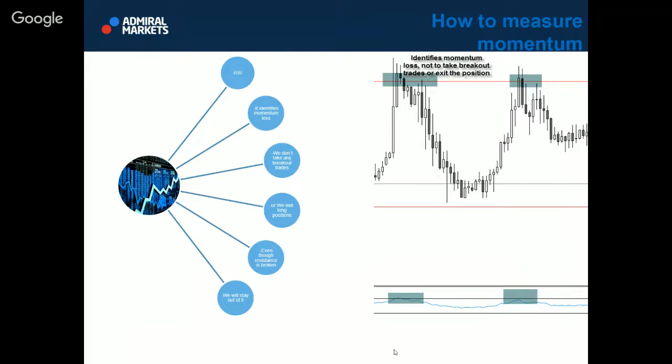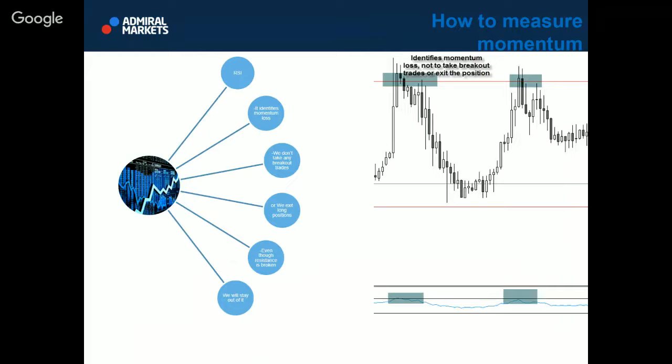So, for example, the RSI indicator definitely identifies momentum, because when there is momentum loss, it tells you not to take any breakout trades or to exit the positions. Usually, some traders think that RSI is a lagging indicator. Well, let me tell you that RSI is nothing more than a leading indicator. RSI leads the price and price leads the RSI. They lead each other. How price moves, RSI will copy it. So RSI is a leading indicator. Okay? It is also a momentum indicator.